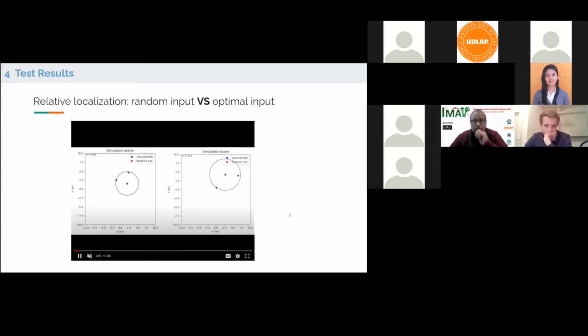So as you can see, the red one with optimal control takes about 5 seconds to get the relative positions converged, while the left one with the random input takes about 9 or 10 seconds to get the relative localization converged. And also after convergence, the optimal control can give a smaller estimation error compared to the random inputs.